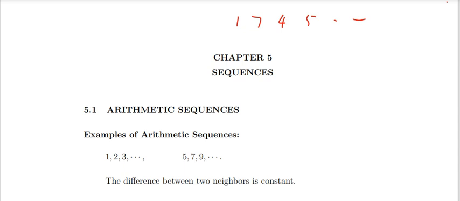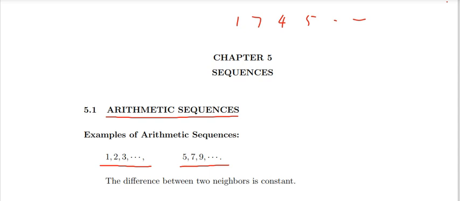So we have many of those sequences. Here we just focus on some typical sequences. The simplest sequence is the arithmetic sequence. Just like this, 1, 2, 3, 4, 5, or 5, 7, 9. Those are arithmetic sequences.